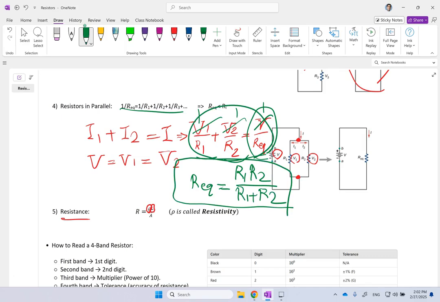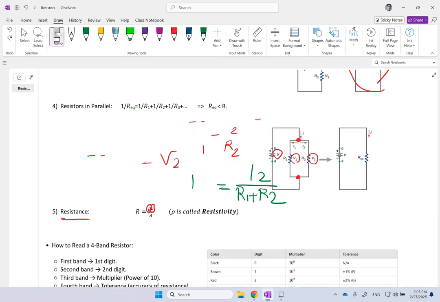Okay, and you can clearly see it's less than both R1 and R2 because this coefficient here is less than 1. Or if you look at it for R1, this coefficient is also less than 1. So this is less than both R1 and R2 in here, okay?